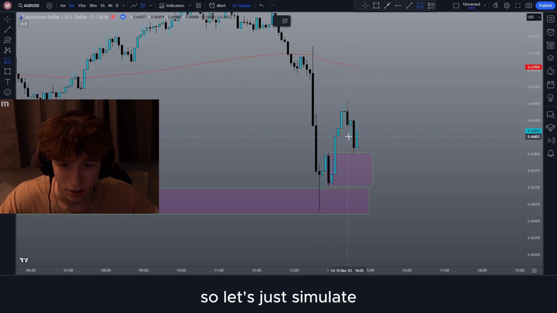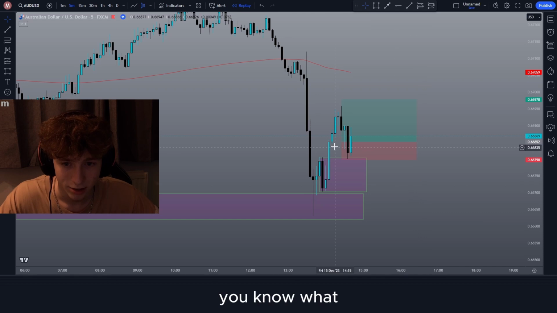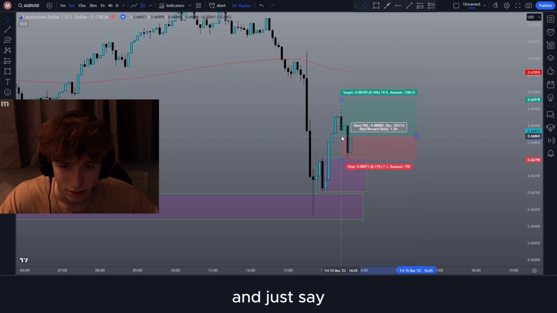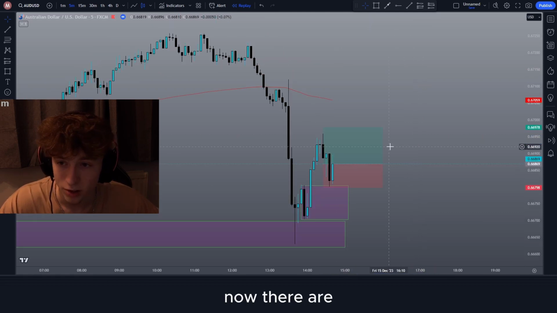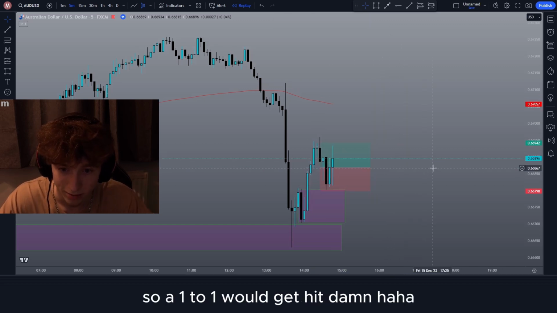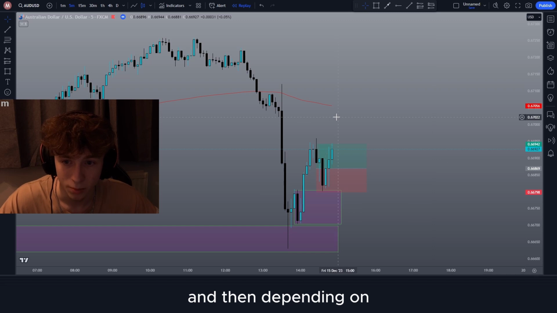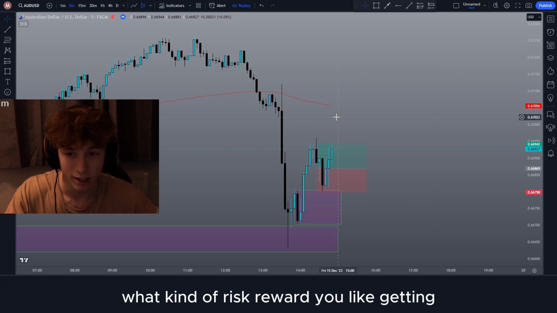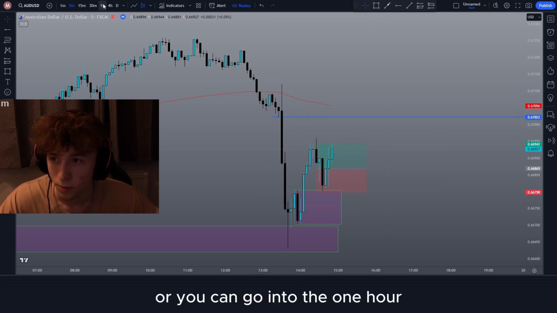So let's just simulate if we were to. Actually, you know what? Let's be less generous and just say we got in at the close of the candle. Now, there are a lot of places to target, so a 1-to-1 would get hit, damn, pretty quickly. And then depending on what kind of risk reward you like getting, you could target these gaps here, or you could go into the 1 hour.